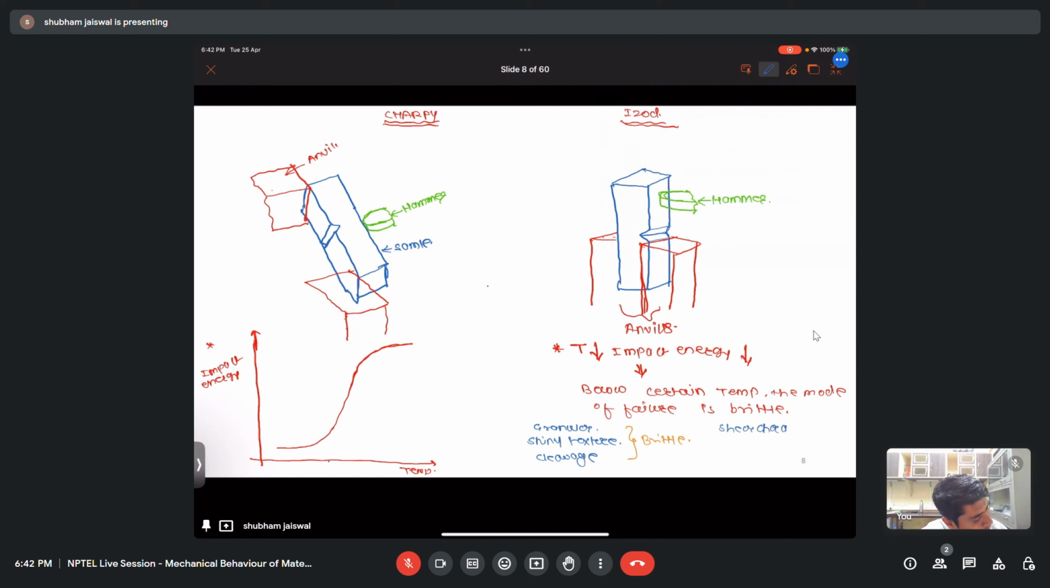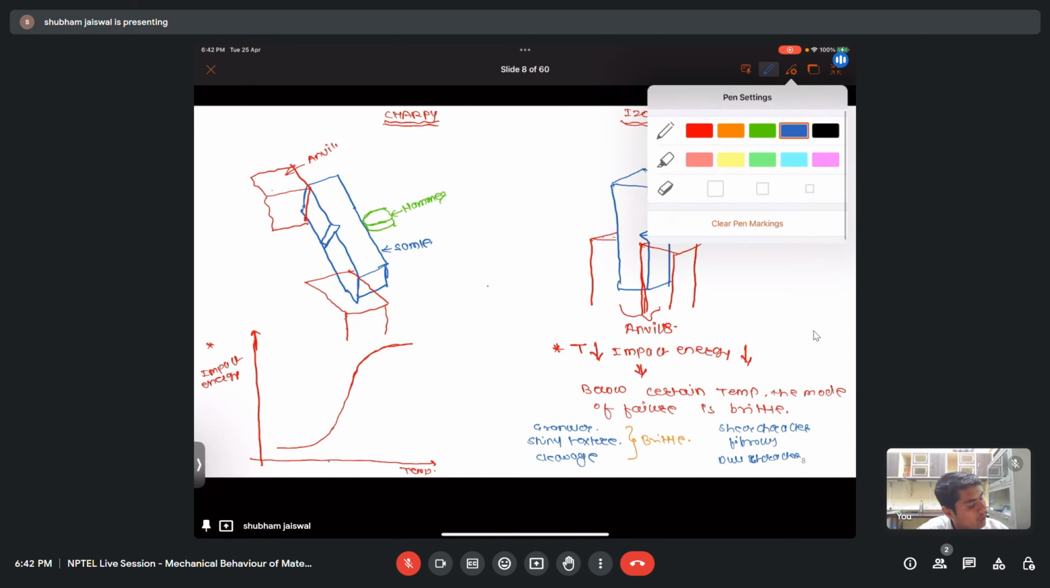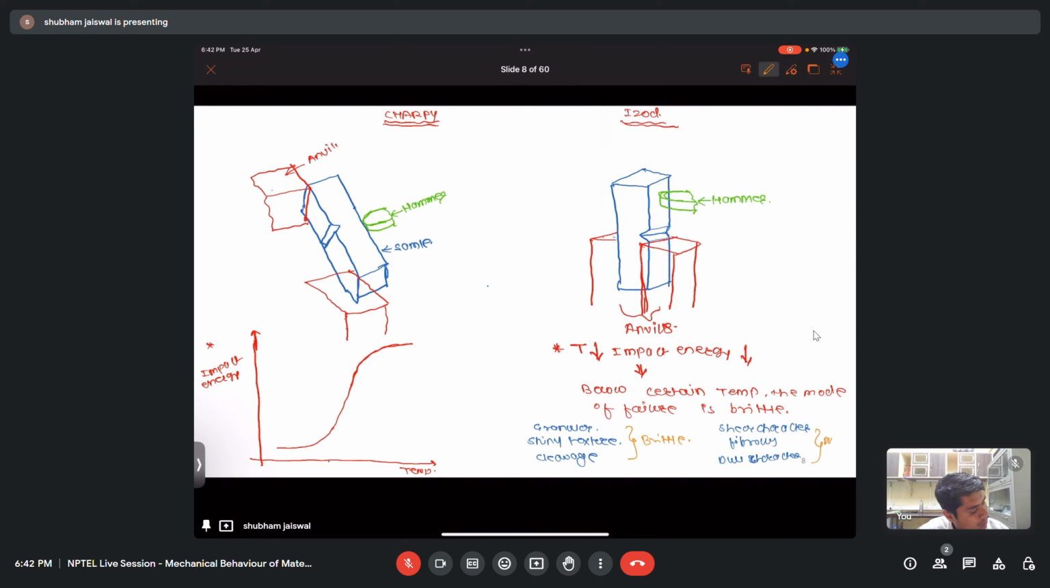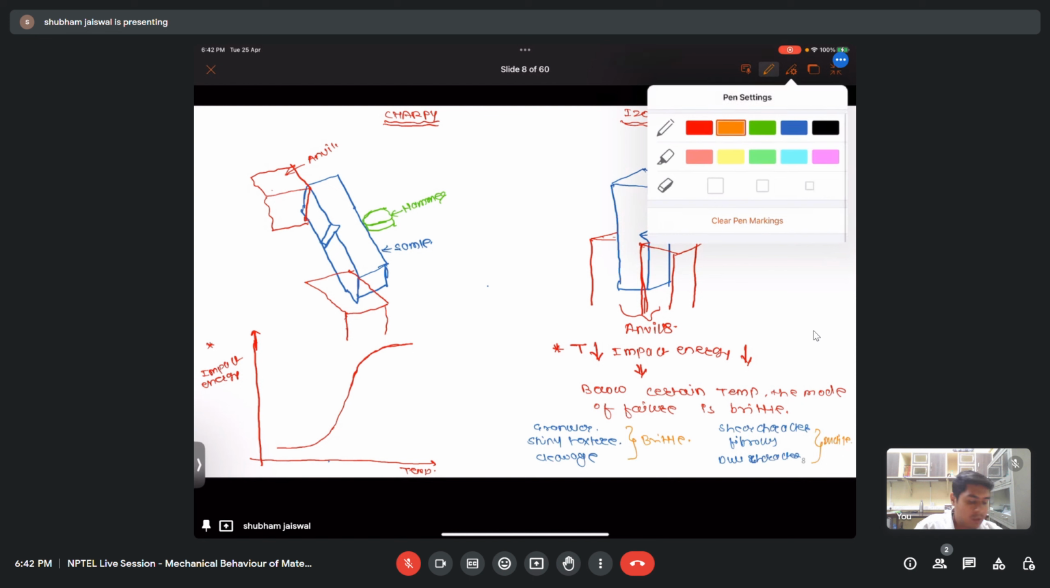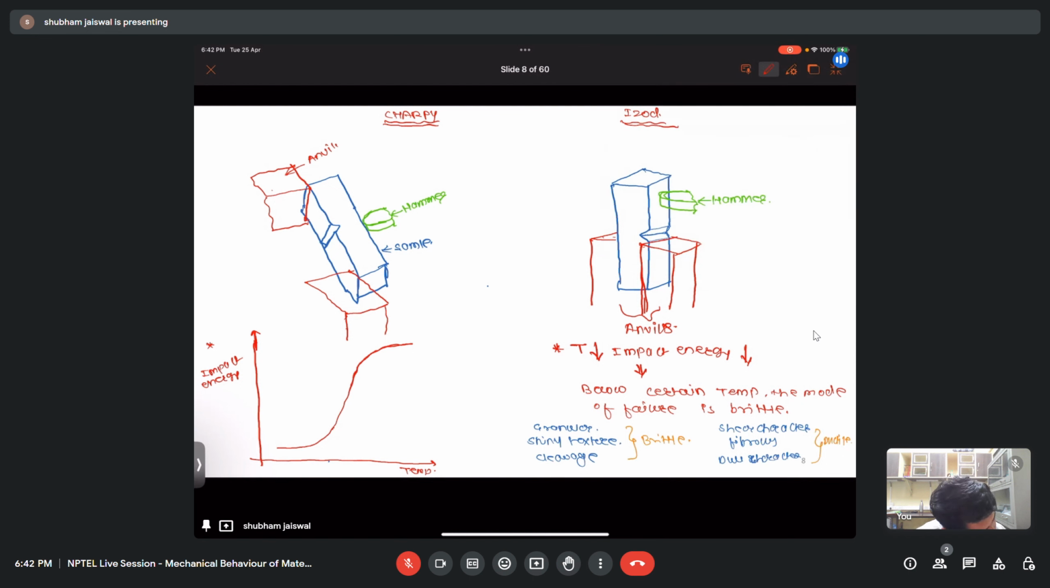And if it has a shear character and it has a fibrous structure and it has a dull character, then we can say that this mode of failure is ductile. Okay, so now in this curve, if I plot one more curve with this, that is on y-axis, let's say this will represent my percentage of cleavage fracture.